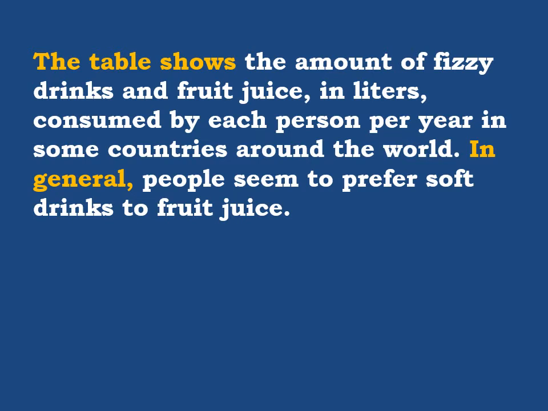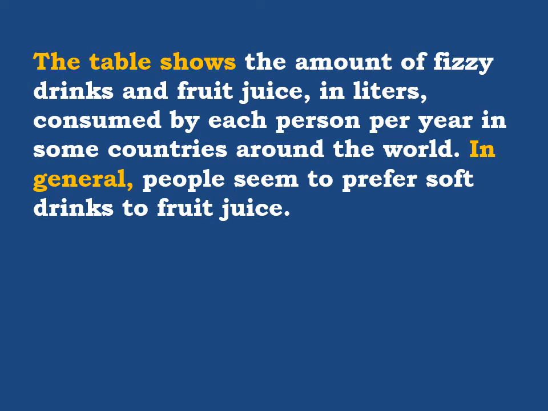Since the description is about a table, we have to start with the phrase "the table shows." So here we have the name of what we have to describe, which is the table, and the verb shows. So the table shows. And then we have to include the elements mentioned in the table. What are the elements mentioned?